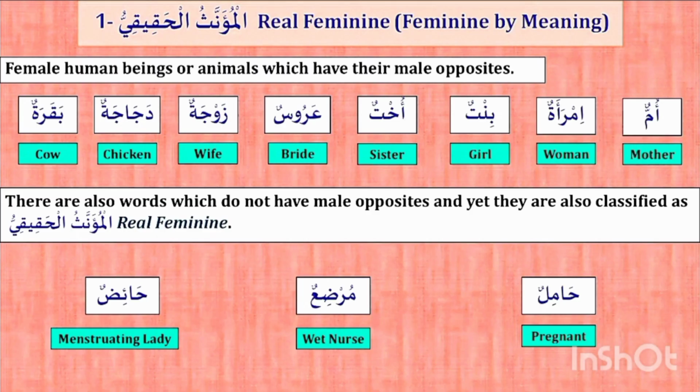There are female human beings or animals which have their male opposites. For example, ummun, mother. Ummun is the opposite of abun or waladun. Other examples: imraatun, woman; bintun, girl; ukhtun, sister. There are also words which do not have male opposites, and yet they are also classified as al-muannas al-haqiqi, real feminine. For example, hamilun, pregnant; murdiun, wet nurse; haidun, menstruating lady. These terms are only used for ladies.